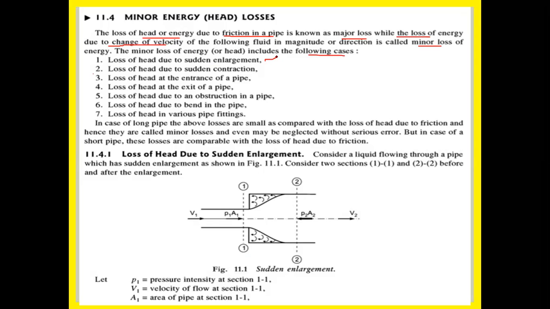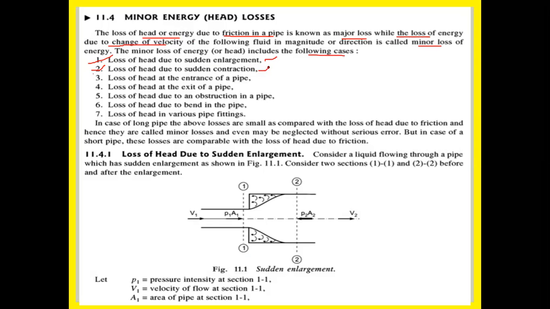Then what is the second case here? The loss of head due to the sudden contraction. Whenever the fluid is traveling in a pipe of some diameter and suddenly goes into a narrow or contracted pipe, then also the magnitude and the velocity of the flow will change. Therefore, here also you get the minor losses.